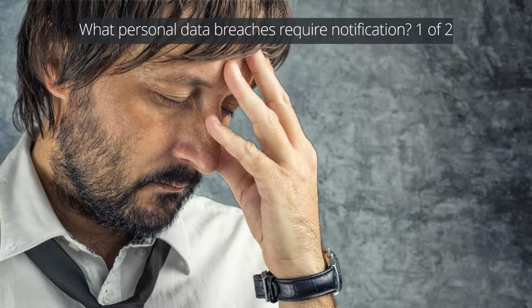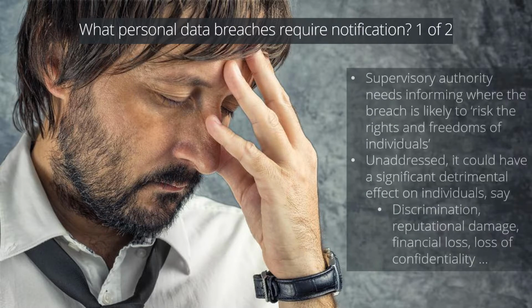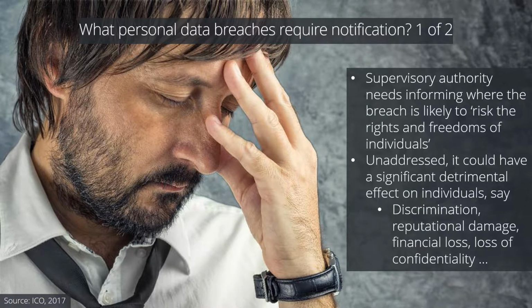When do you have to notify the supervisory authority of a personal data breach? An organisation need only inform the supervisory authority, i.e. here in the UK, the ICO, of a personal data breach when that breach is likely to result in a risk to the rights and freedoms of individuals. The idea is that such a personal data breach, if it was left unaddressed, is likely to have a significant detrimental effect on those individuals. Examples where notification is necessary include discrimination, damage to a person's reputation, they might suffer a financial loss, loss of confidentiality, or they might suffer any other significant economic or social disadvantage.